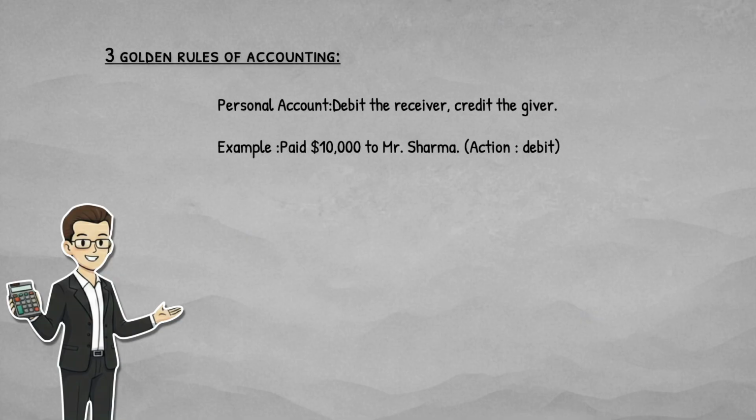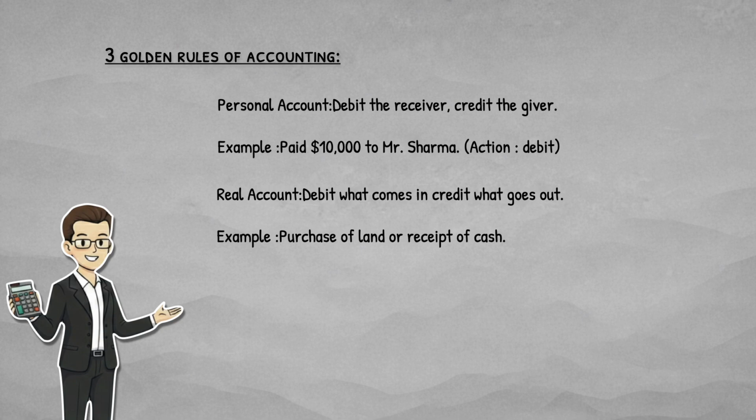1. Personal account. Debit the receiver, credit the giver. Personal accounts involve individual persons or entities. Example, paid $10,000 to Mr. Sharma. Here, Mr. Sharma is the receiver and you are the giver.